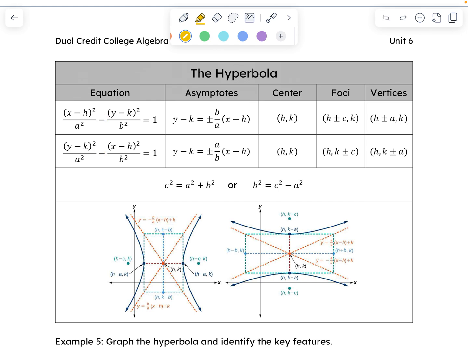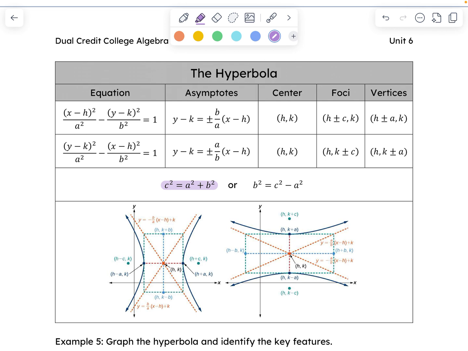Okay, if you're looking at this, the center is still the HK, the foci and the vertices, you still find them the same way. What's different this time is you have asymptotes. And so those kind of come from the foci and the vertices and co-vertices and all of that. And also what's different is now our equation with all of our vertices, co-vertices, and foci is actually the Pythagorean theorem instead of the weird Pythagorean theorem with the subtraction.